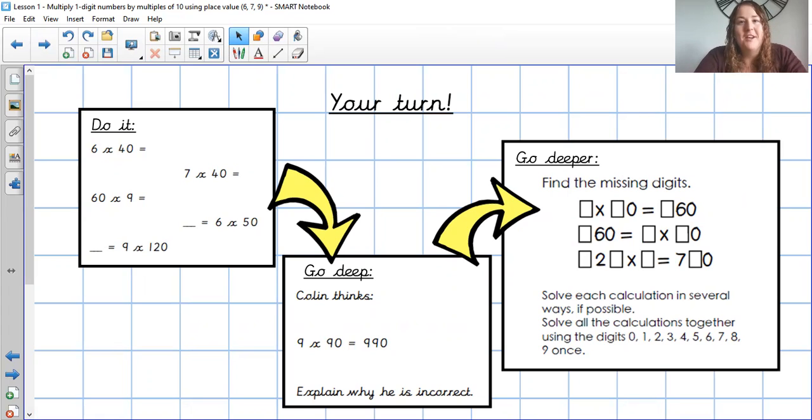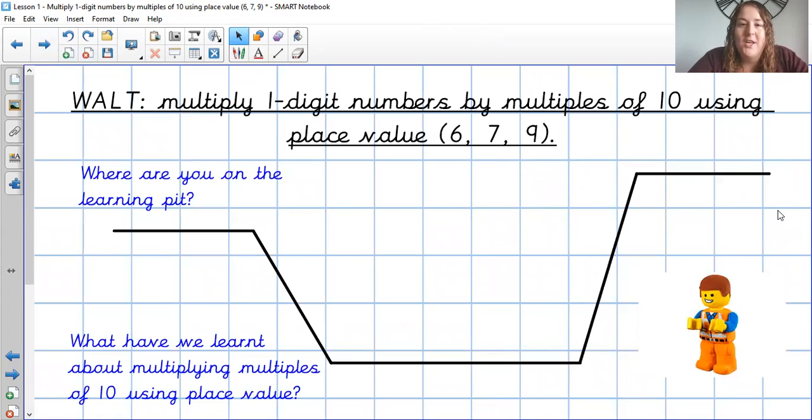Okay, a huge well done with those. I can't wait to see some of those work coming in if that's your favourite for today. Just have a think about where you are on the learning pit today then. How did you find multiplying the 1-digit numbers by multiples of 10? Did you find it okay to do the timesing by 10 part?